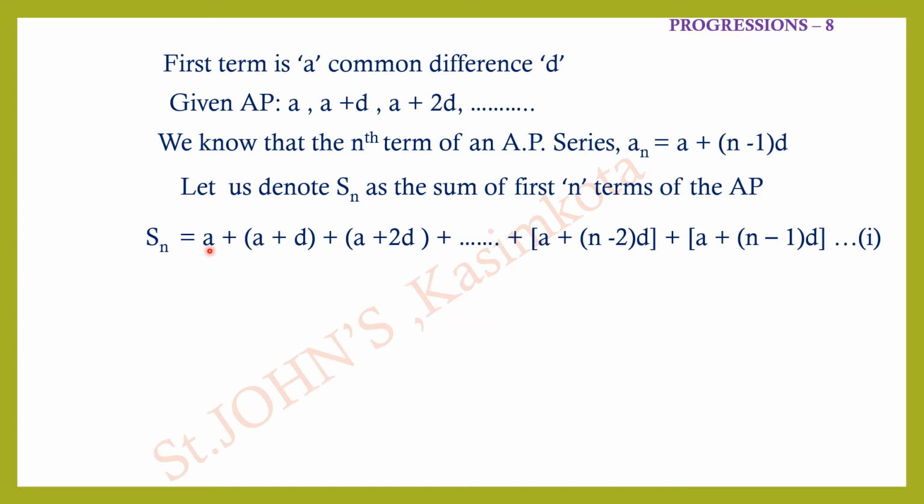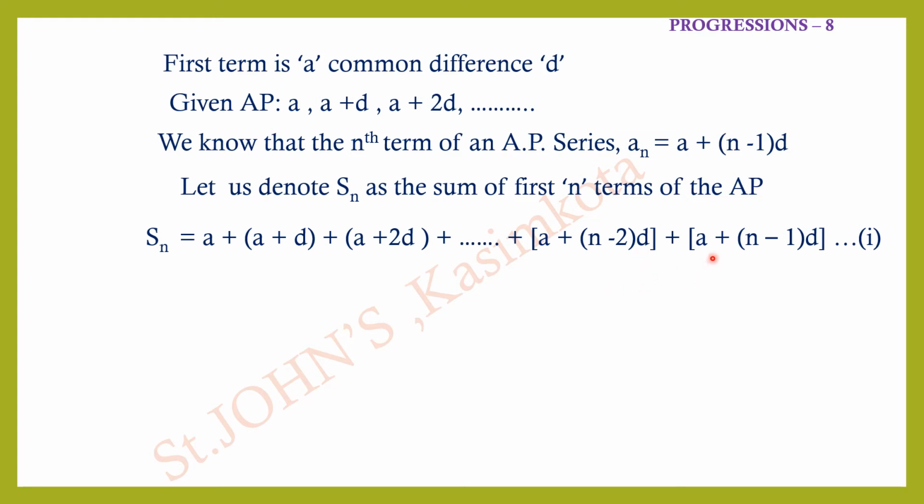First term a, second term a plus d, third term a plus 2d, last term a plus (n minus 1) into d. This is the sum of the first n terms. The nth term is a plus (n minus 1) into d, and the term before it is a plus (n minus 2) into d. So based on the earlier process, Sir Friedrich Gauss gave one process. Based on that concept, we have to write the reverse process.